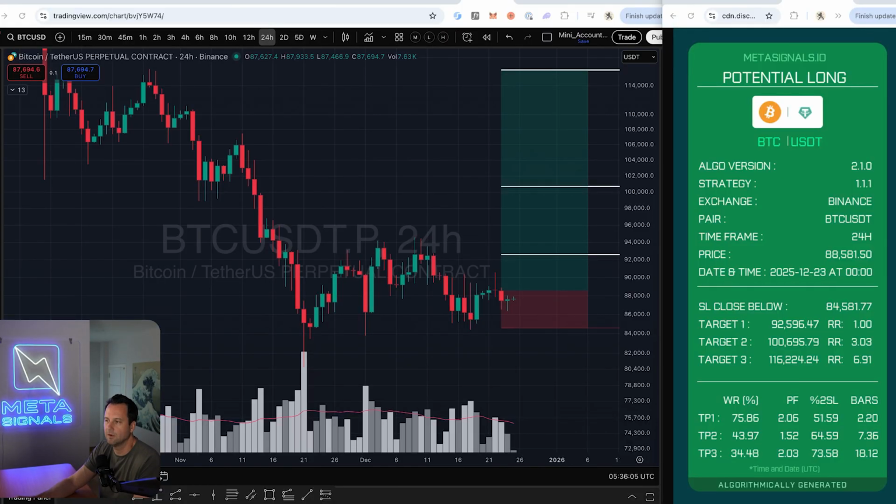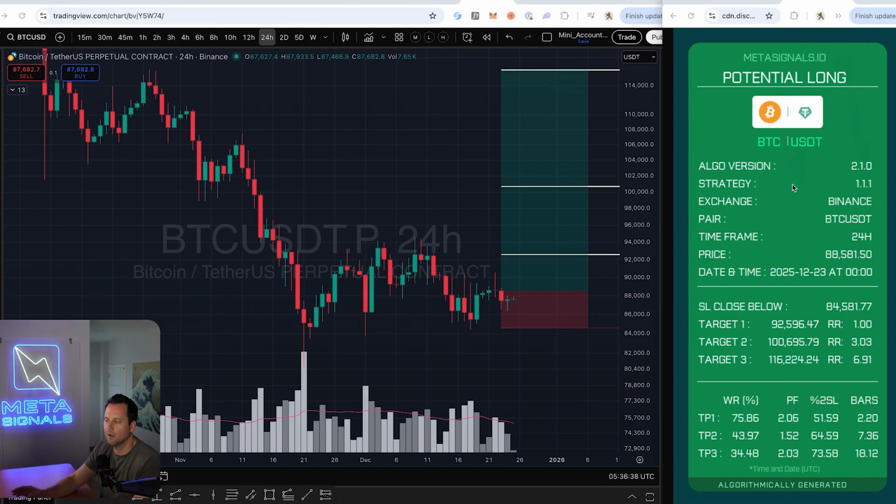This is an alert for Bitcoin on the 24-hour time frame. It's green, meaning potential long. The algo version is not so important. Right now, we've created a number of new algorithms that are on version 3. So when you see version 3, you know that's the latest algorithm. We still have a number of version 2 algorithms that provide a solid edge that are still live. So that's the algo version. Not too important, but just so you're aware.